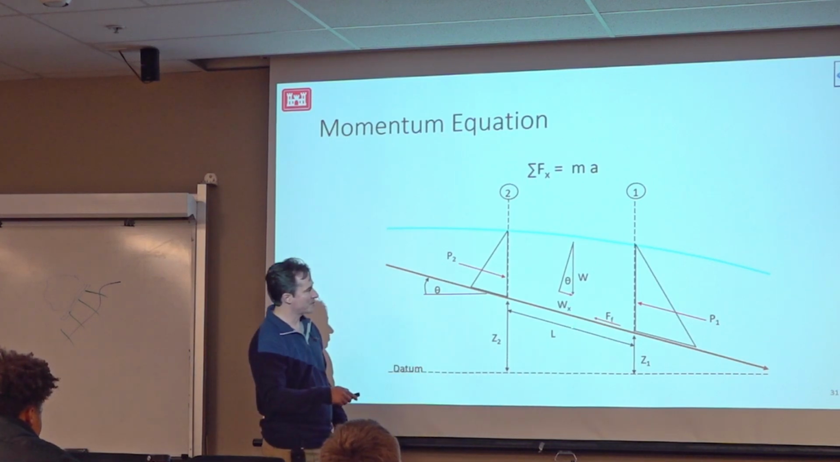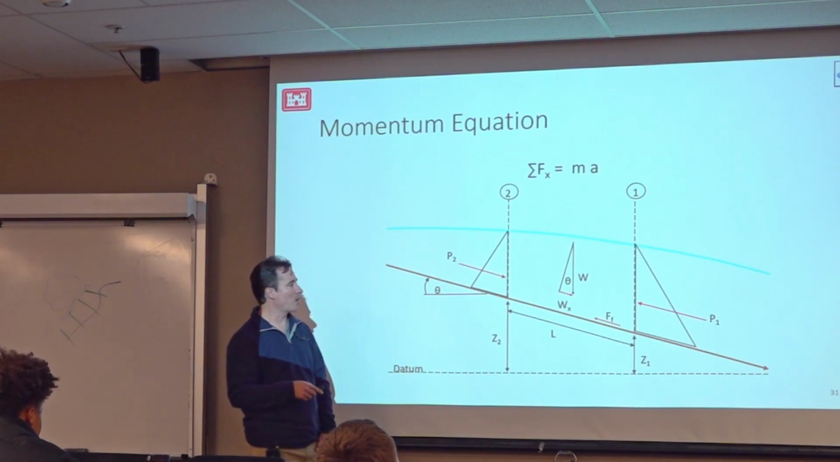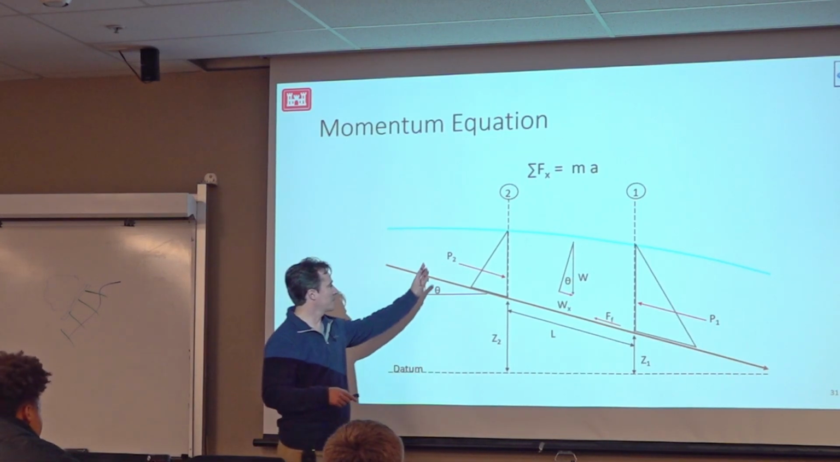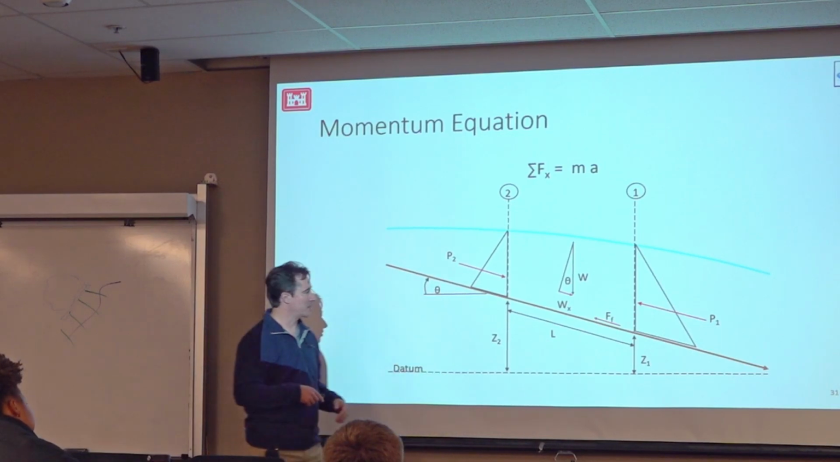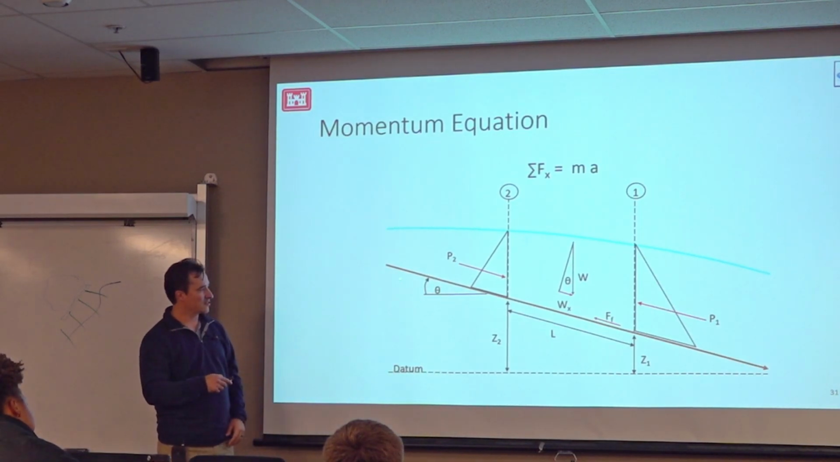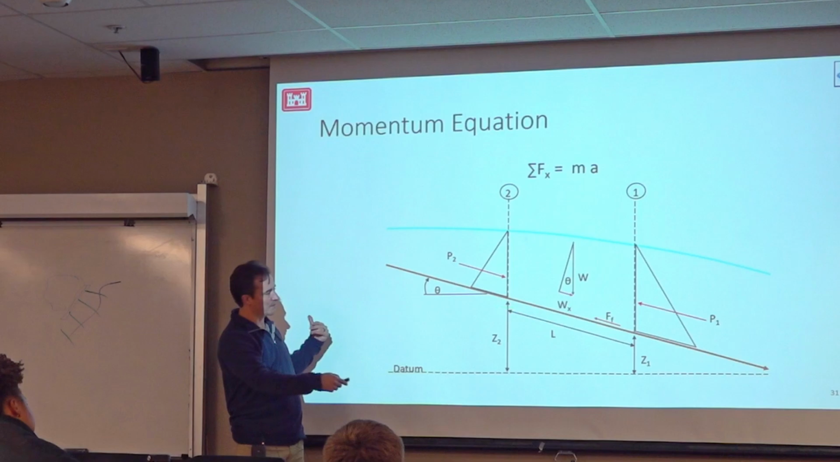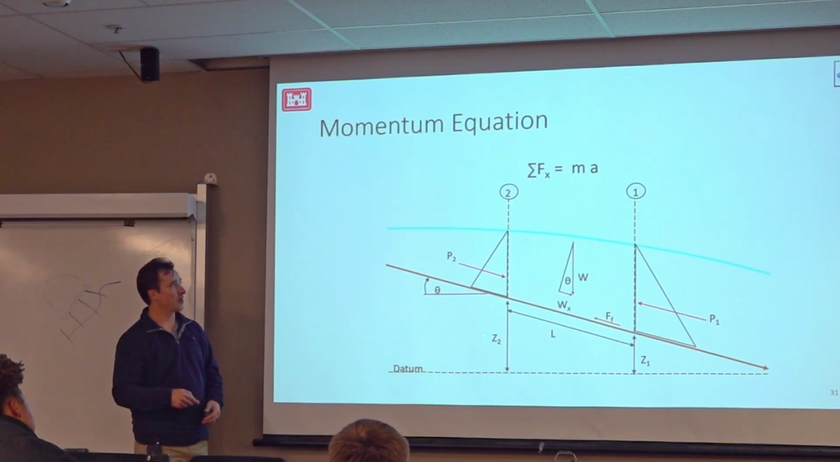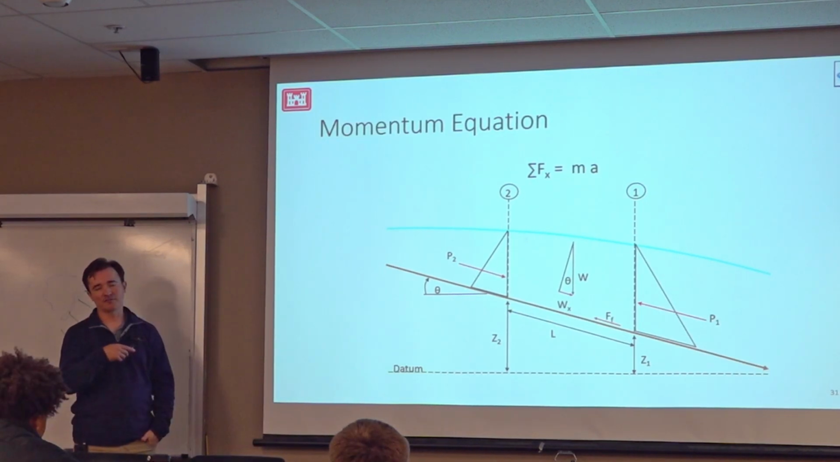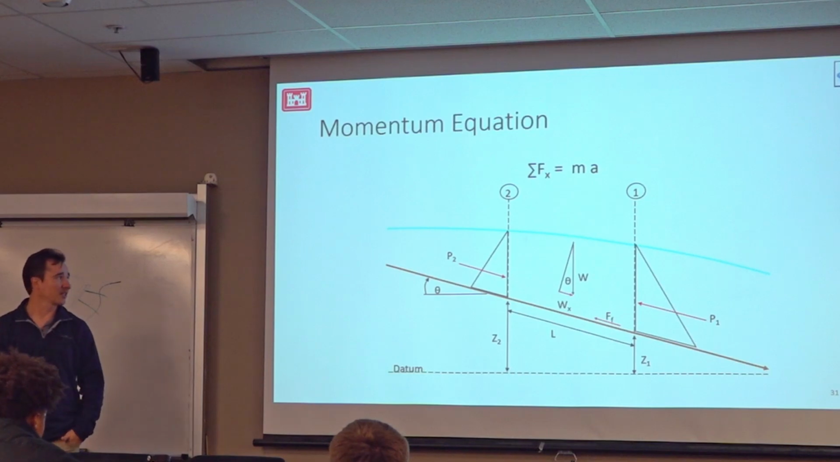You have the friction force here. W is the weight of the water. And then these P's are the hydrostatic pressures. The theta is the slope of the river, and this is just the length of the segment of river. These are the bed elevations. And so this is forces equals mass times acceleration, Newton's second law.